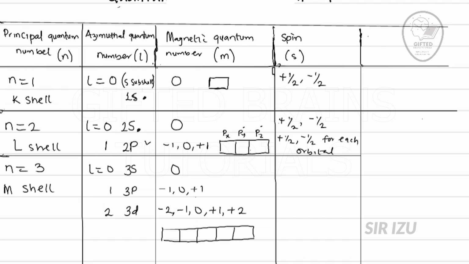And then when you talk about the spin quantum number for each of these orbitals now, for the s, we have plus half and then minus half. But when you get to the p or the d, you say plus half, minus half for each orbital. Yes, don't mind my writing. For each orbital, the same goes for the d also: plus half, minus half for each orbital.